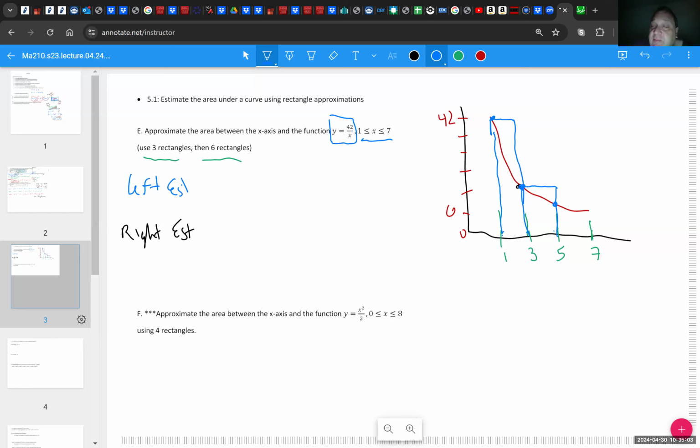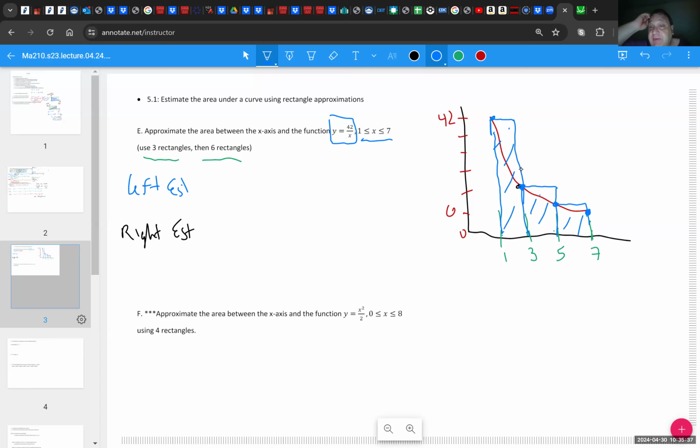The last rectangle goes from 5 to 7. This is the endpoint at 7. This is the endpoint at 5. Once again, of these two endpoints, 5 and 7, I choose the left-hand one to make the height of the rectangle. And then I go down. So I'm going to find the area of these three rectangles and add them together. And that will be my approximation for the area between the x-axis and the function from x equals 1 to x equals 7. Now, we're going to turn this into a problem that looks like the last one we did.